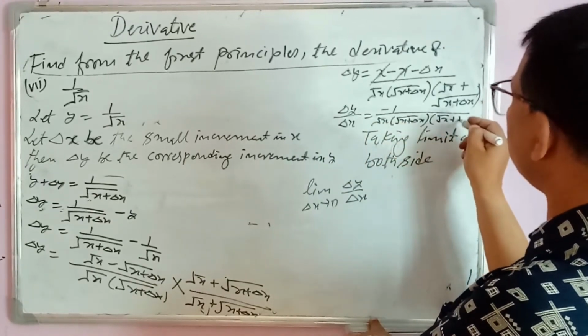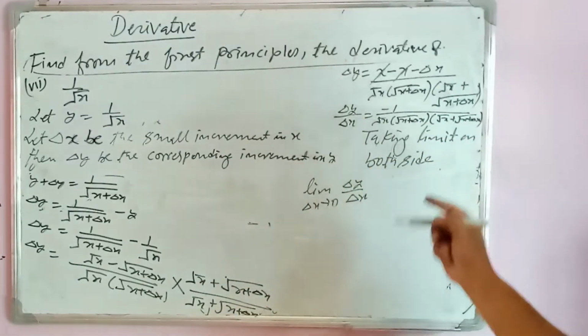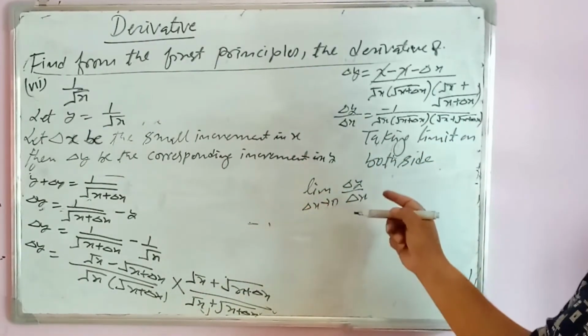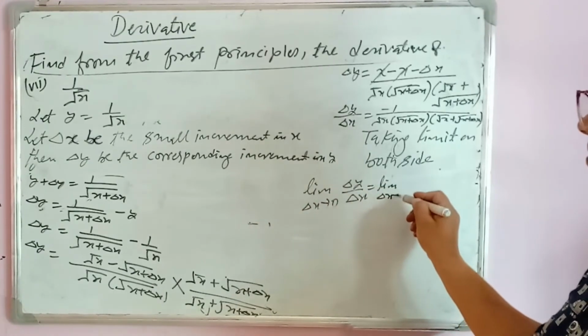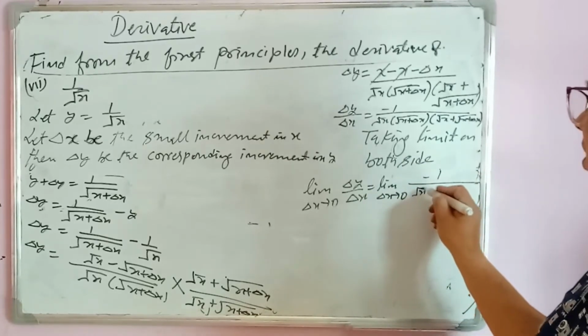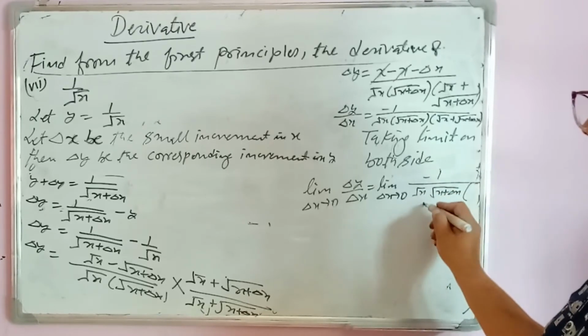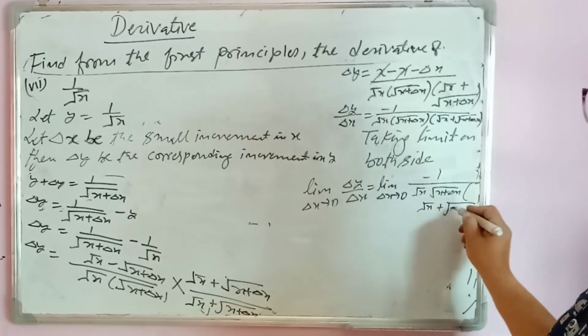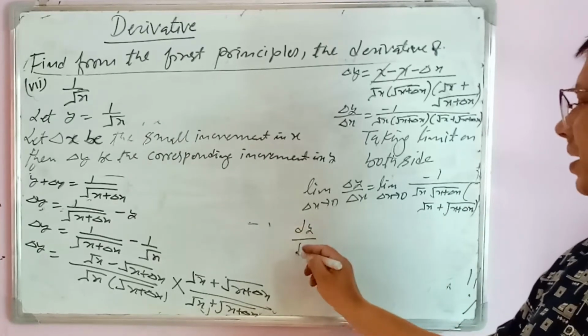root x plus delta x. Now taking limit on both sides, limit delta x tends to 0, delta y by delta x equal to limit delta x tends to 0 of minus 1 by root x plus delta x bracket root x plus delta x. Now this means dy by dx.